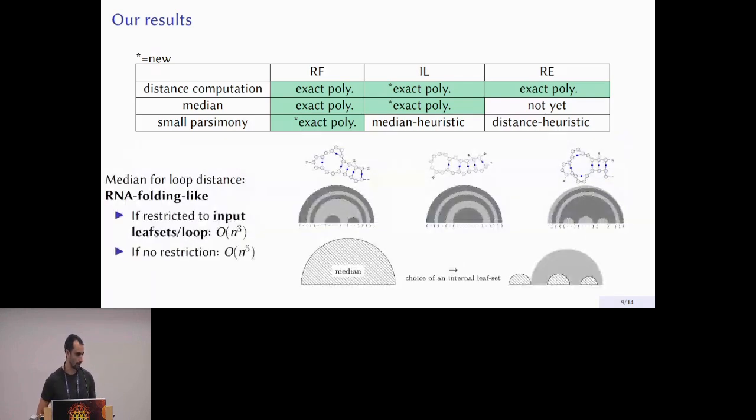Okay. So as I was saying, we provide an algorithm for the median under this internal leaf set distance using dynamic programming over the intervals of the median we are trying to reconstruct. And with this, it unlocks a median-based heuristic for the small parsimony problem.